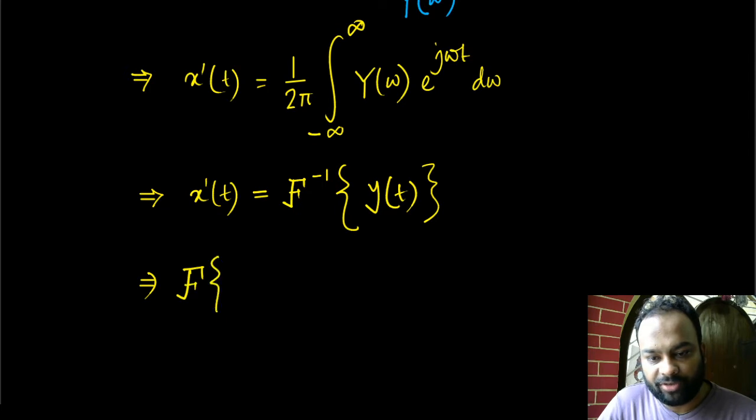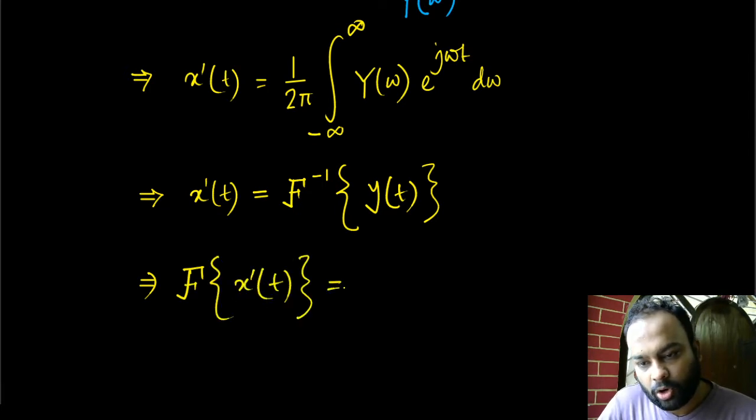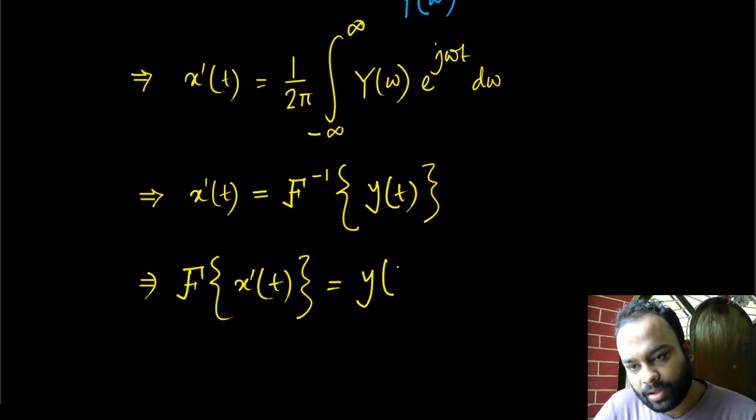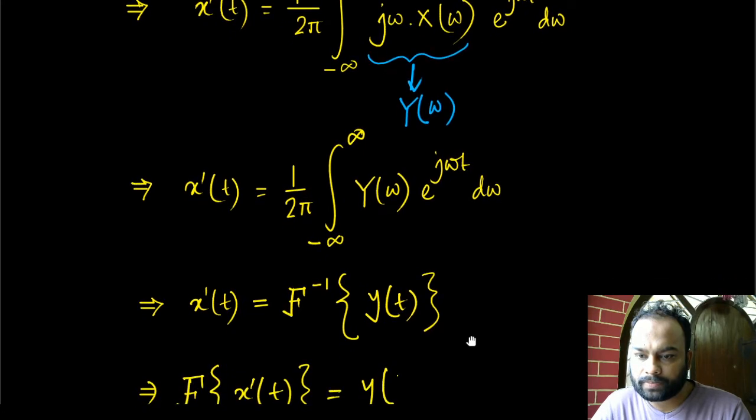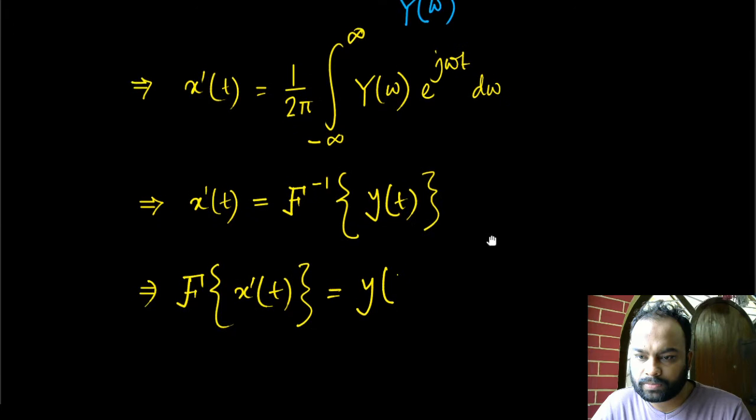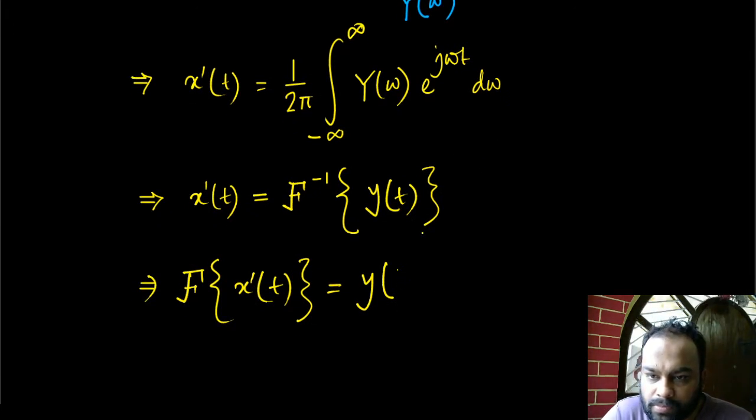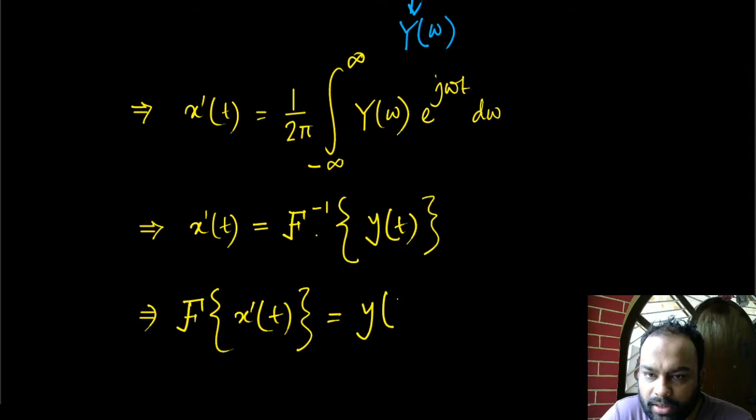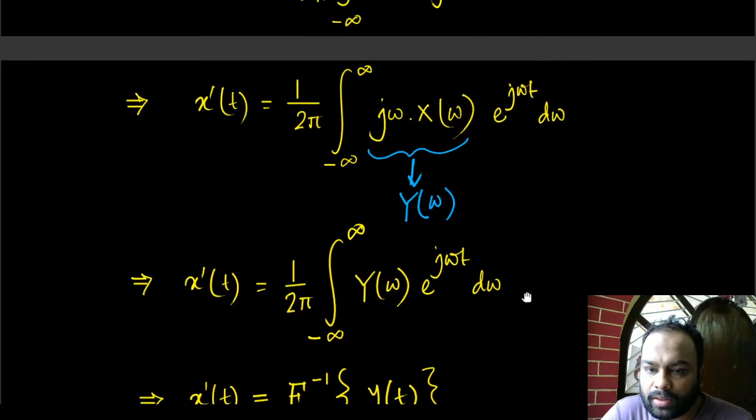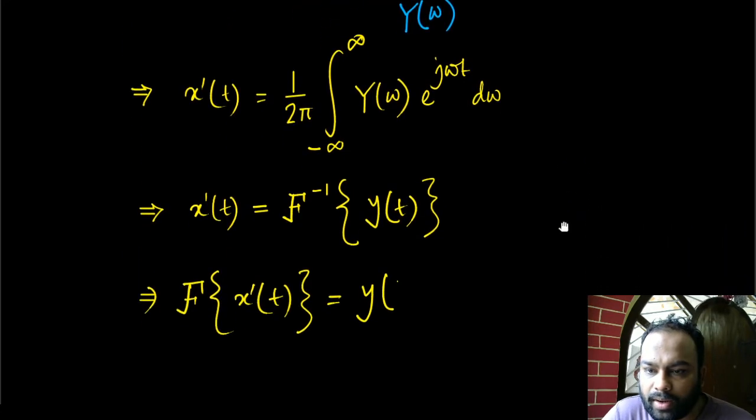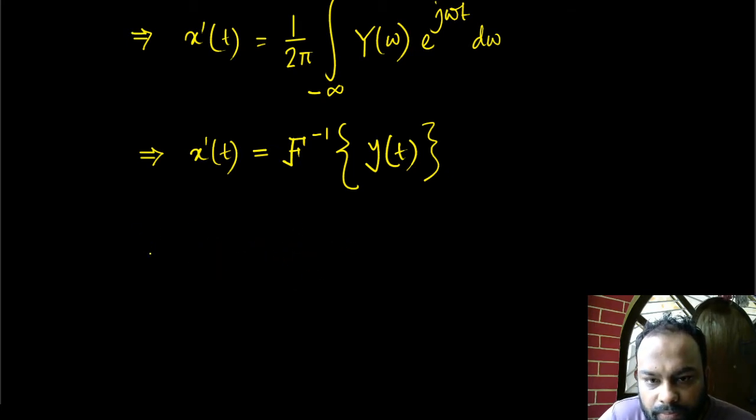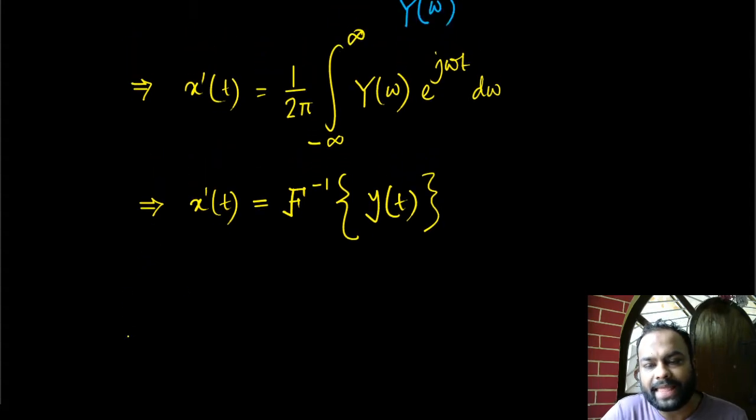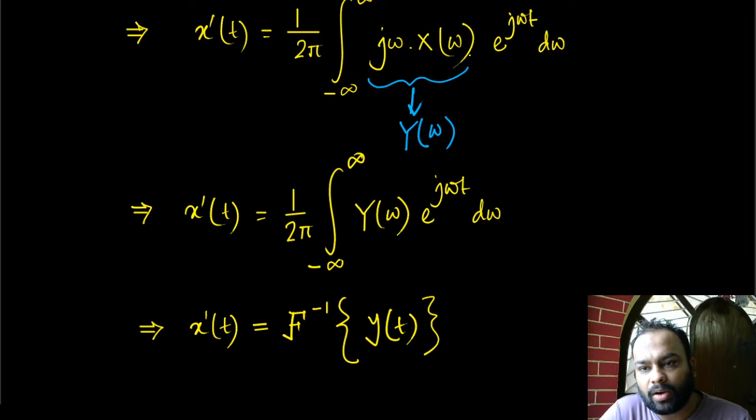So the Fourier transform of x'(t) would be... hold on. Oh, sorry. What did I say? Yeah, right. So let's do that.